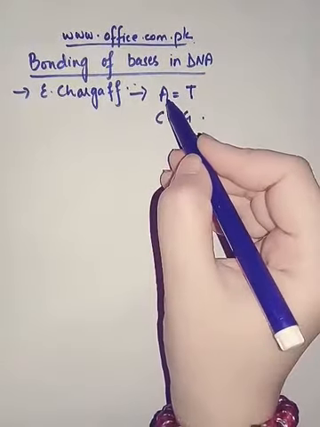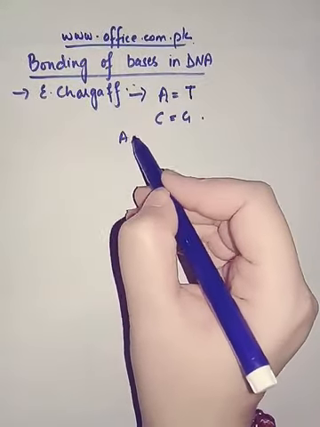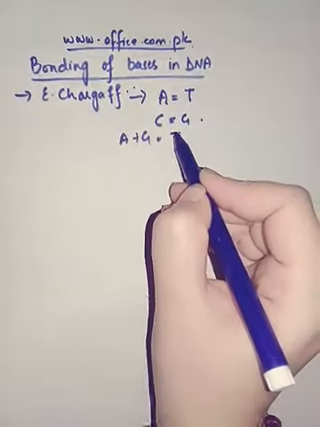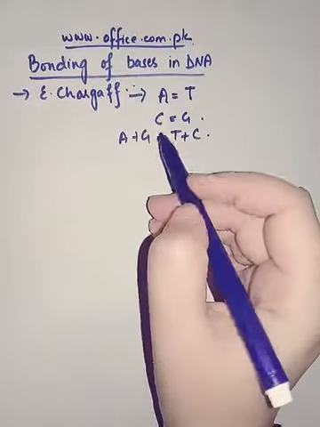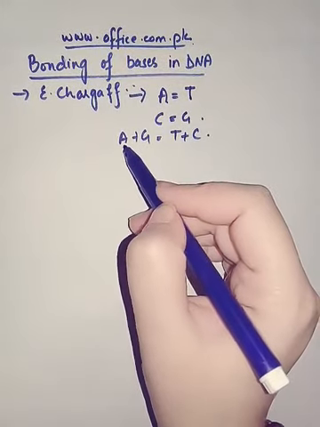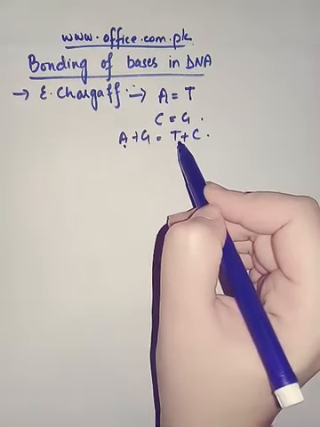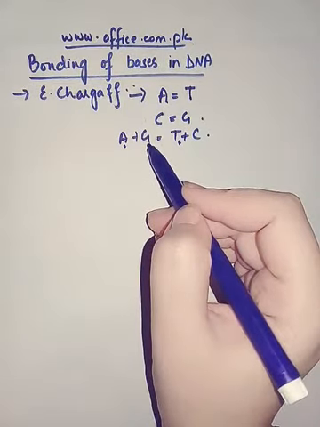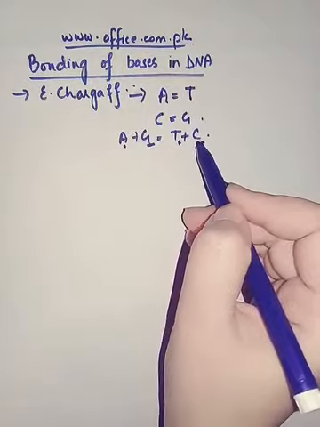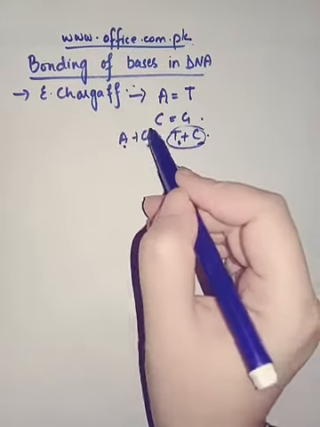So total A plus G was equal to T plus C. Means as much as A is present, so much T is present, and the amount of G is equal to the amount of C. So their sum is equal to their sum.